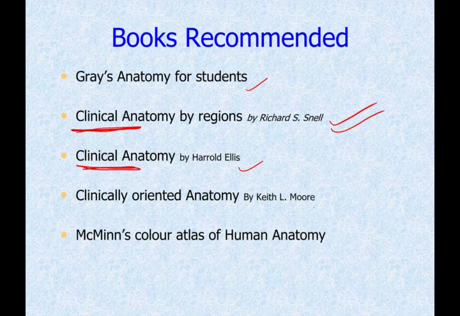Then you have other books like Clinically Oriented Anatomy by Keith Moore, which is available in the library. You need not have a copy of your own. Don't try to buy it; it's a waste of money. Then Macmillan's Color Atlas. For all these, try to find ebooks, so whenever necessary you can look at the ebook and refer to it. But try to have this book as the main book and read that. We want to train you to use Clinical Anatomy by Regions. That will take you a long way in our opinion.